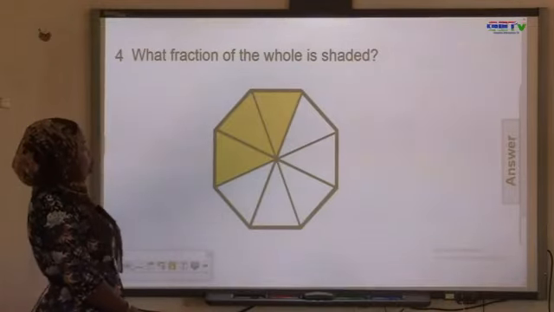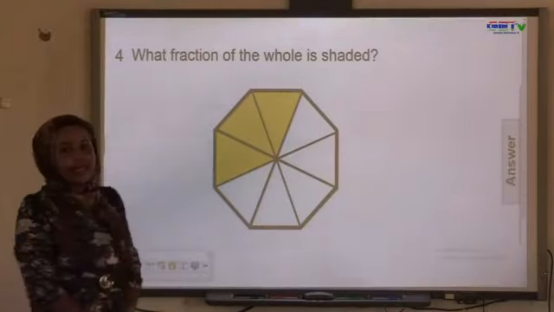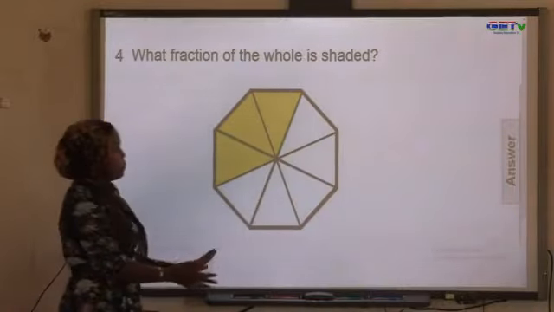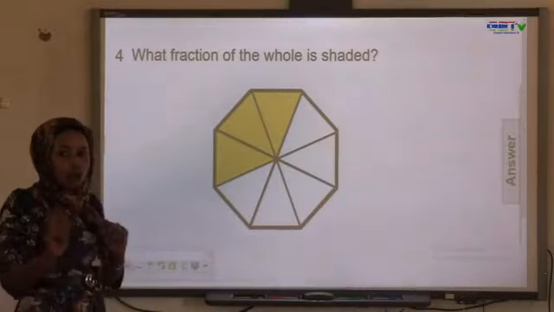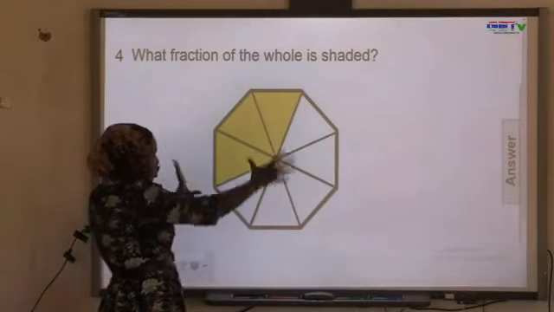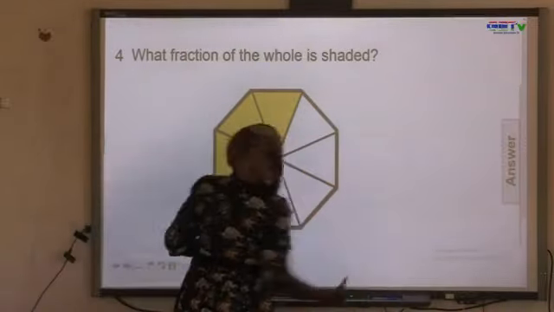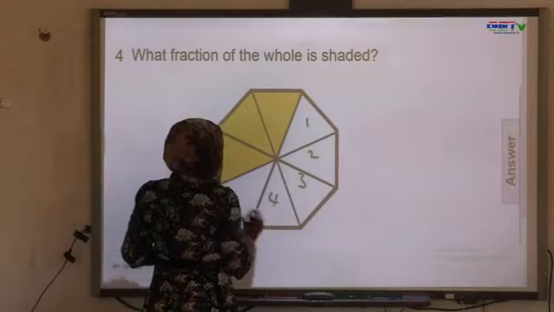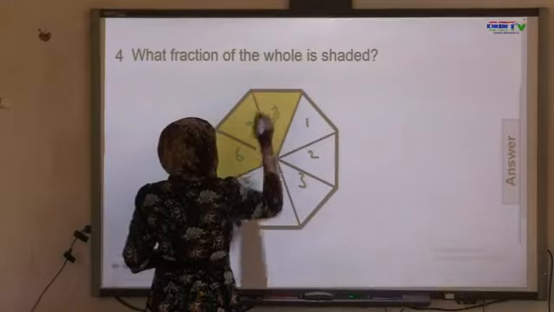What fraction of the whole is shaded? We have a chart, and parts of the chart are colored. Okay? But first, can we count the total number of parts that we have in the chart? Yes, can we count together? 1, 2, 3, 4, 5, 6, 7, 8.